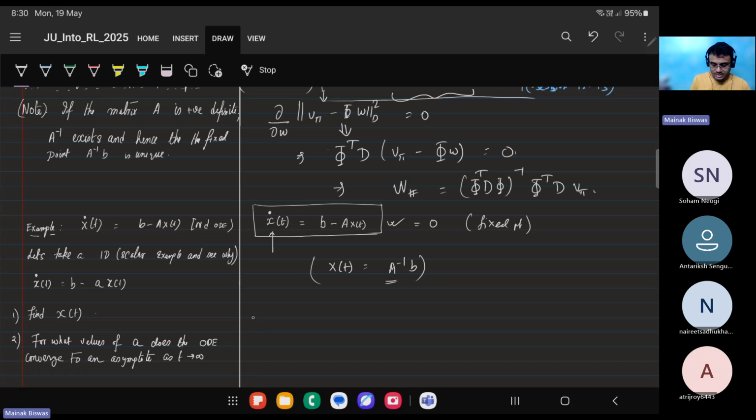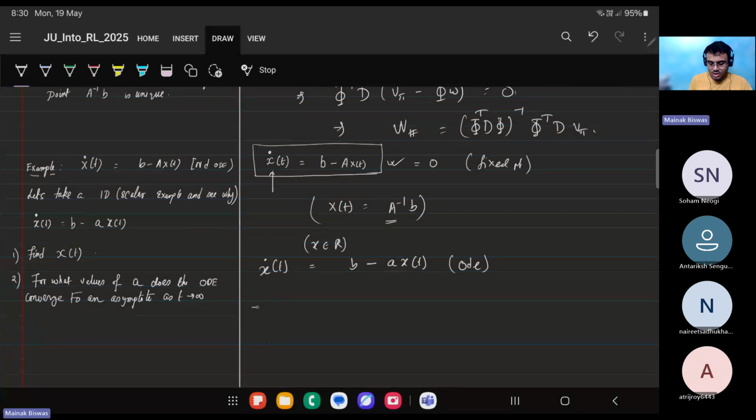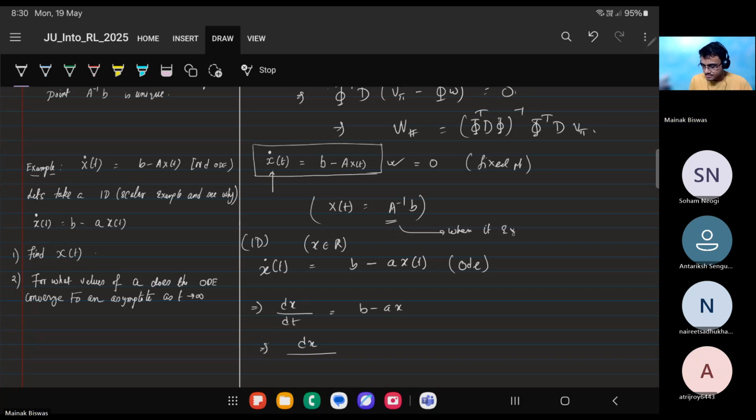So let's take a 1D case where x dot t, say x is scalar, and so this is the derivative that I have. This is the ODE that I have, the differential equation that I have. Can we solve this? Easy to solve, no problem. Can you help me solve it? So what I'm trying to do here is to see when the A inverse exists. Let's try and see that.